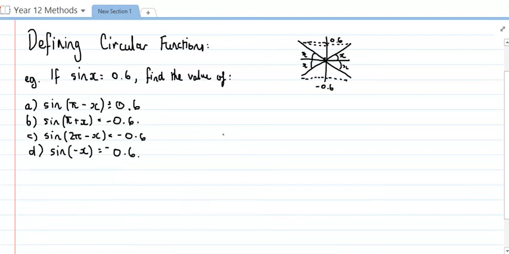So we'll see how that goes. As I said, it's quite a bit of information, but the important thing here is to have a go at it and just see what happens.